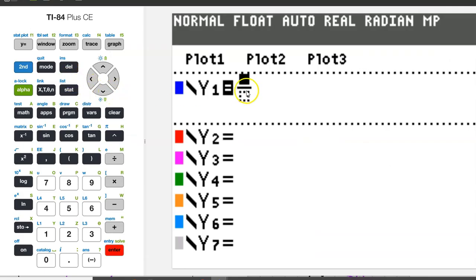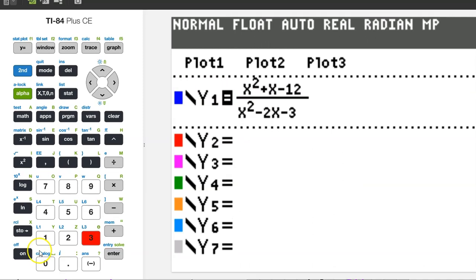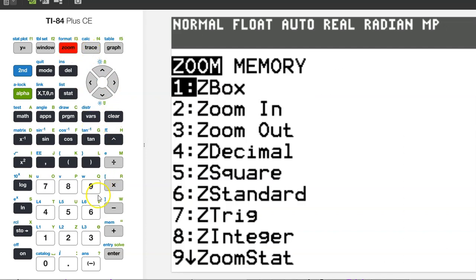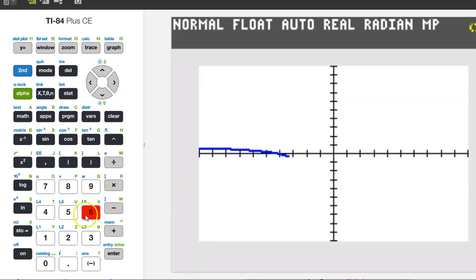Turn on that TI-84, hit the y equals button, and type f of x in right here. Go ahead and hit Zoom 6 for a standard 10 by 10 window. Zoom 6.